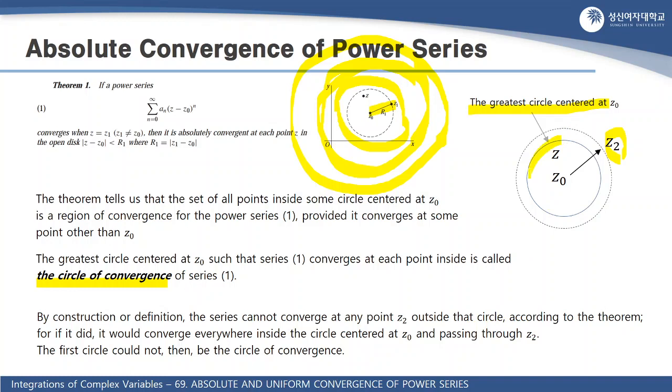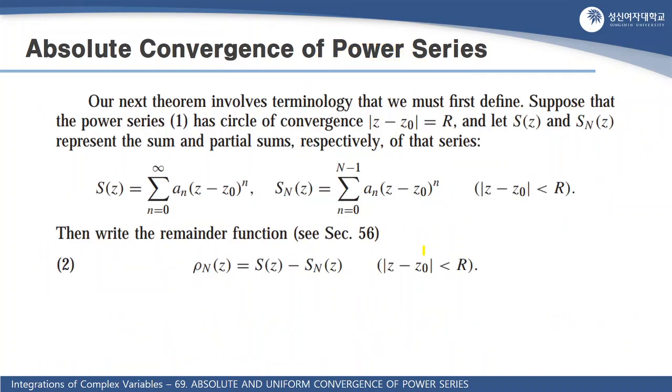If we assume this is the greatest circle, then at any point outside this circle, for example z2 here, this series cannot converge, according to the theorem. Okay, let's check the next theorem.